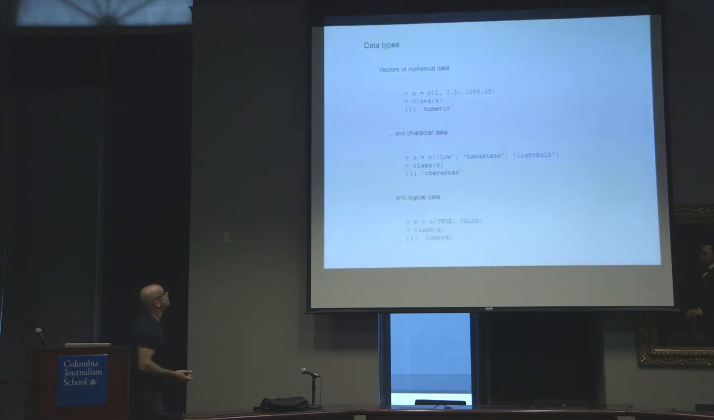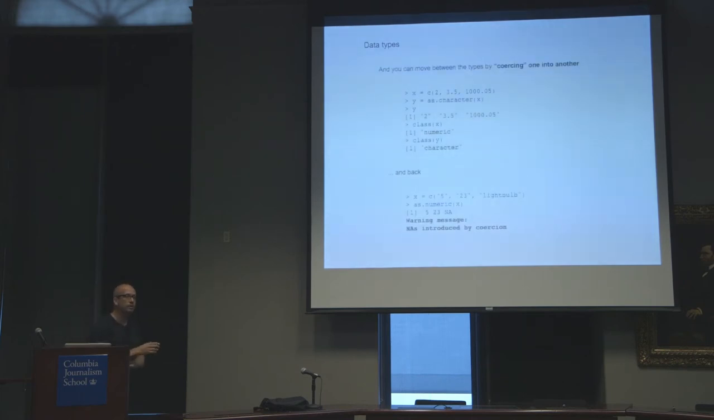All right, so just to review quickly, we've seen certain data types. For example, we've seen vectors of numerical data, where that c is just a function that asks us to combine a bunch of data. Here we're combining 2, 3.5, and 1000.05, and it's stored in a numeric vector. We've also seen character data, like "low", "hand", "stand", "light", "bulb", all in quotes, that becomes a vector of class character, or logical data where we have TRUEs and FALSEs.